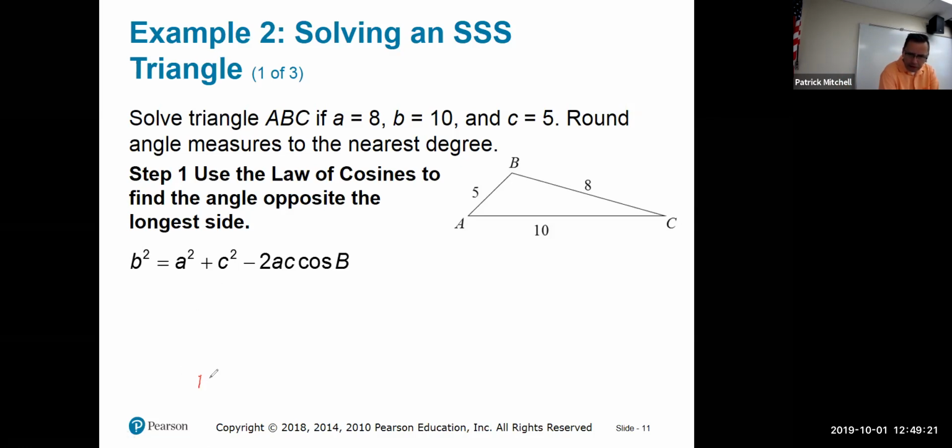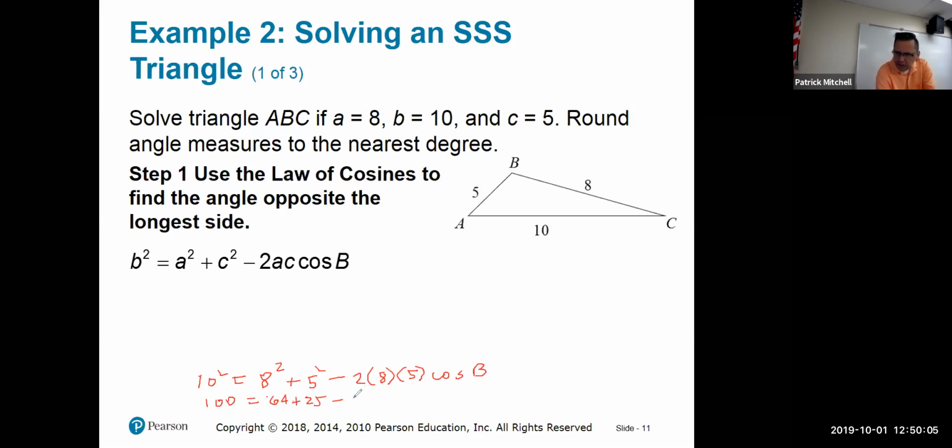If I plug in the numbers first, I get 10 squared equals, A is 8, so 8 squared plus C is 5, 5 squared, minus 2 times 8 times 5 cosine B, which leaves me 100 equals 64 plus 25, minus 2 times 8 is 16. 16 times 5 is 80. 80 cosine B.